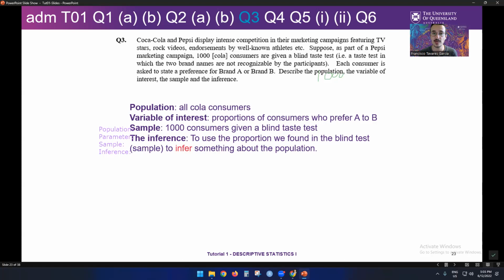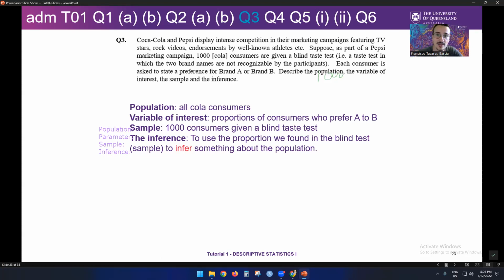Variable of interest is pretty much how many people prefer one product over the other. You will notice that we're saying A and B here. We're not making it really clear if it's Coke, Pepsi, or anybody else. The sample is just 1,000 consumers. So we have the number for the sample, but we don't have it for the population. It's a massive number, probably. And the inference is to use the proportion we found in the blind test. First, I described it as a test where you cover your eyes and have both drinks. You don't need to cover your eyes, probably. You can just cover the can so long as the person can't see the brand.